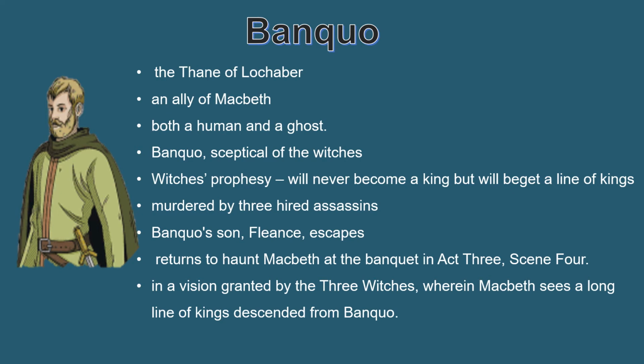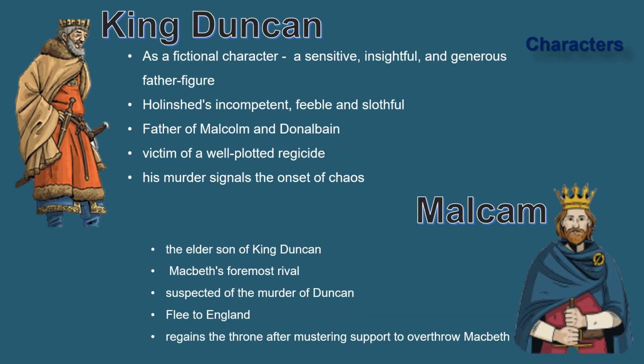And in a vision granted by the three witches also, Banquo appears, wherein Macbeth sees a long line of kings descended from Banquo. And then we have King Duncan. He's a fictional character. As a fictional character, he was a sensitive, insightful, and generous father figure, whereas in history he was not so.